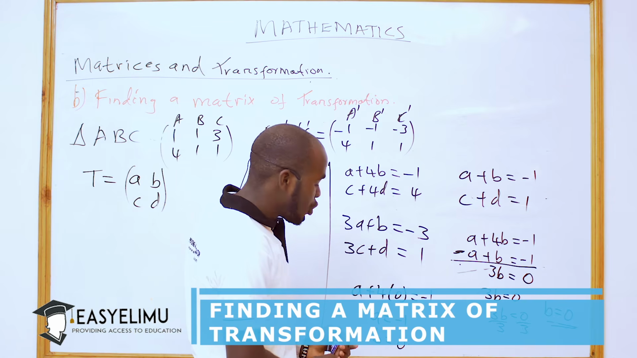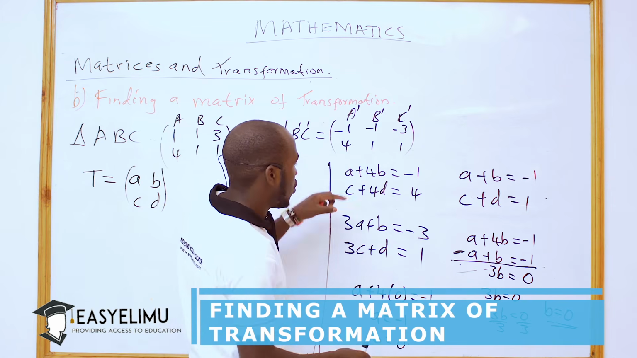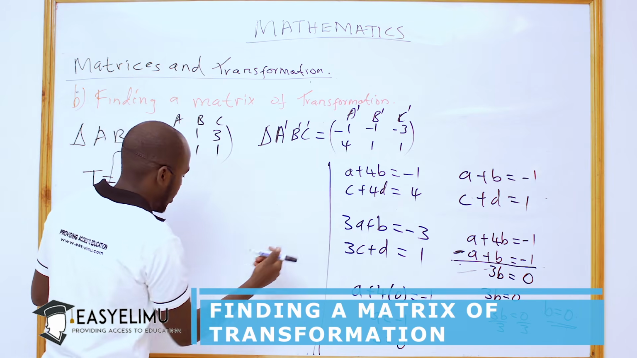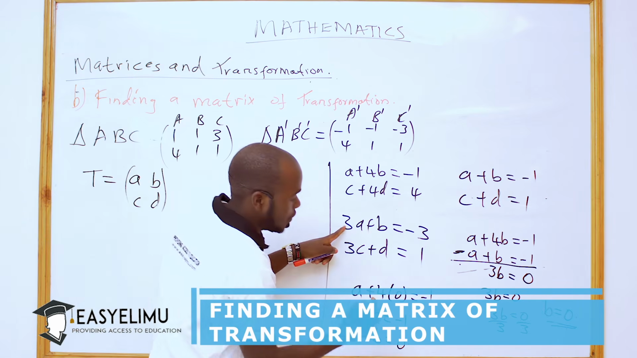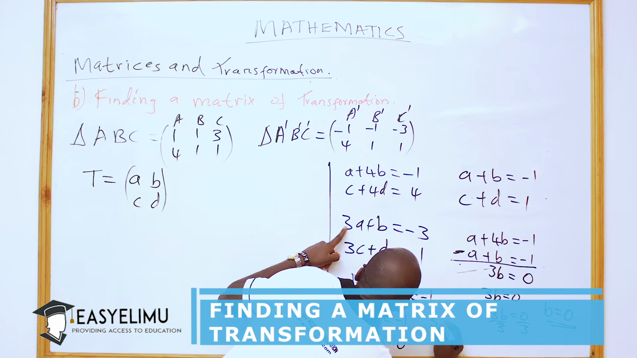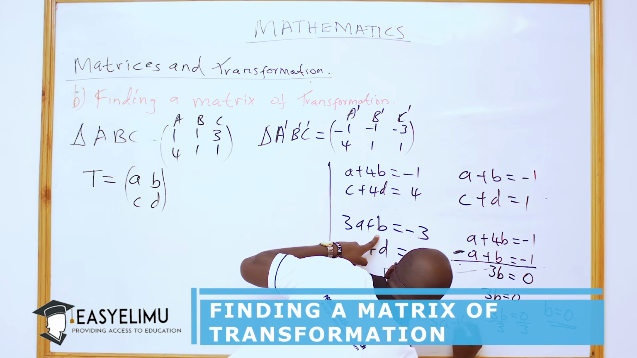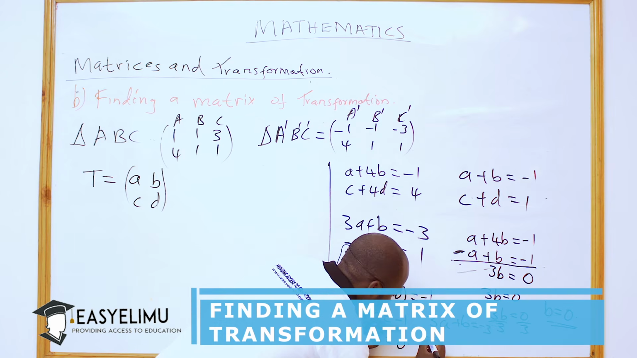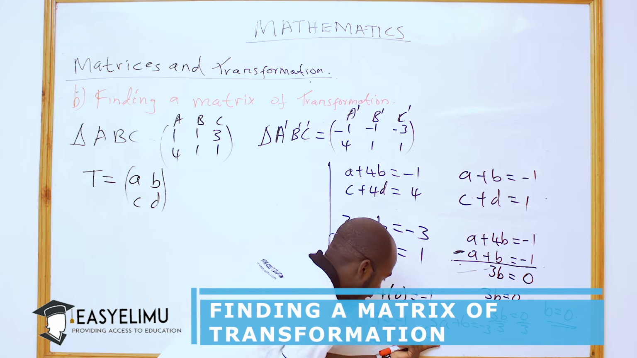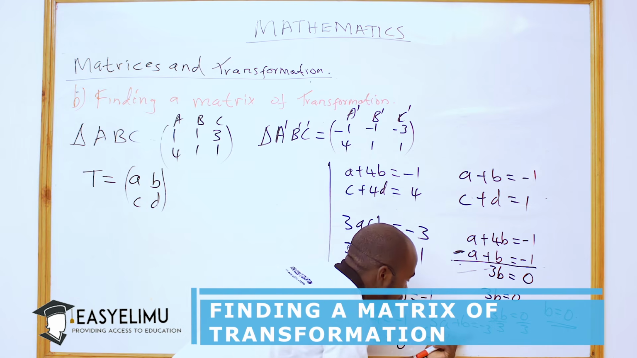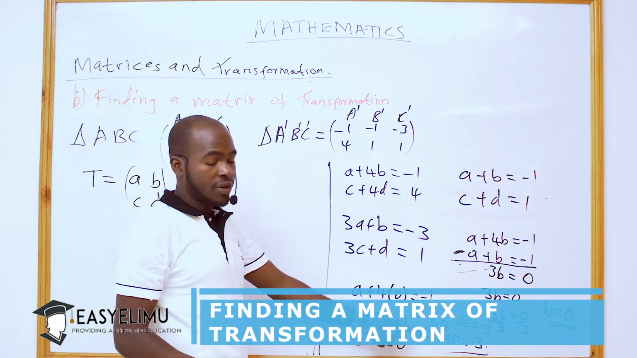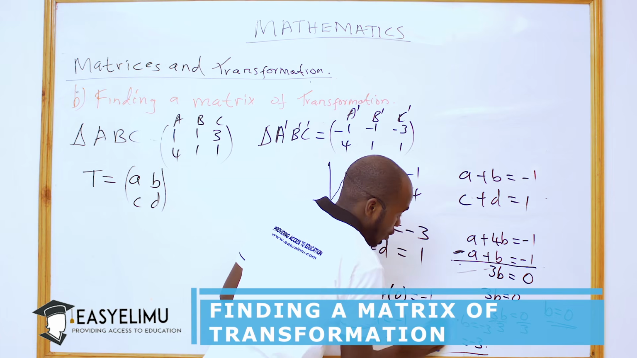For instance, if we want to prove this one is right, we took this, and here we still have that one. So meaning that if we take 3A plus B, it should give us -3. And A here we have -1. So it is 3 multiplied by -1 plus B, which is 0, and that one gives you -3. So meaning that method was right.